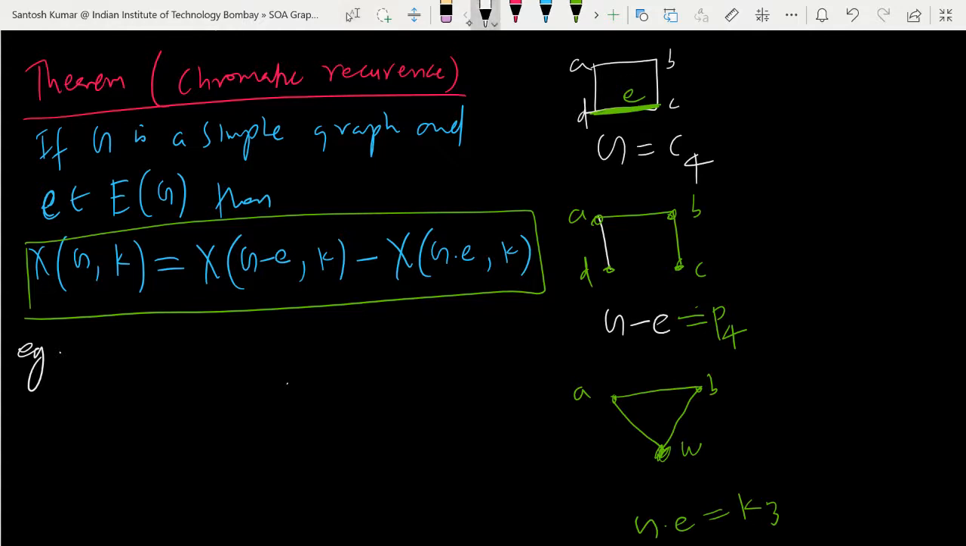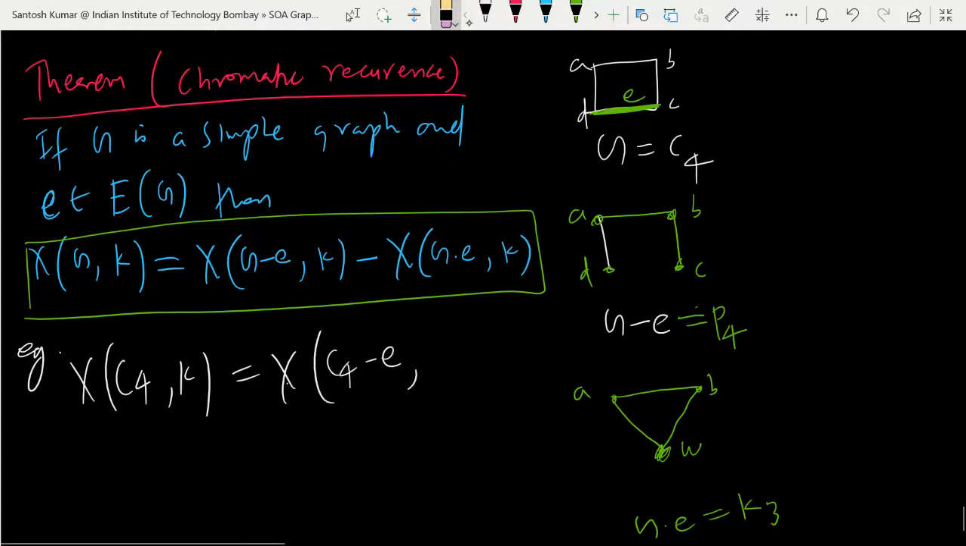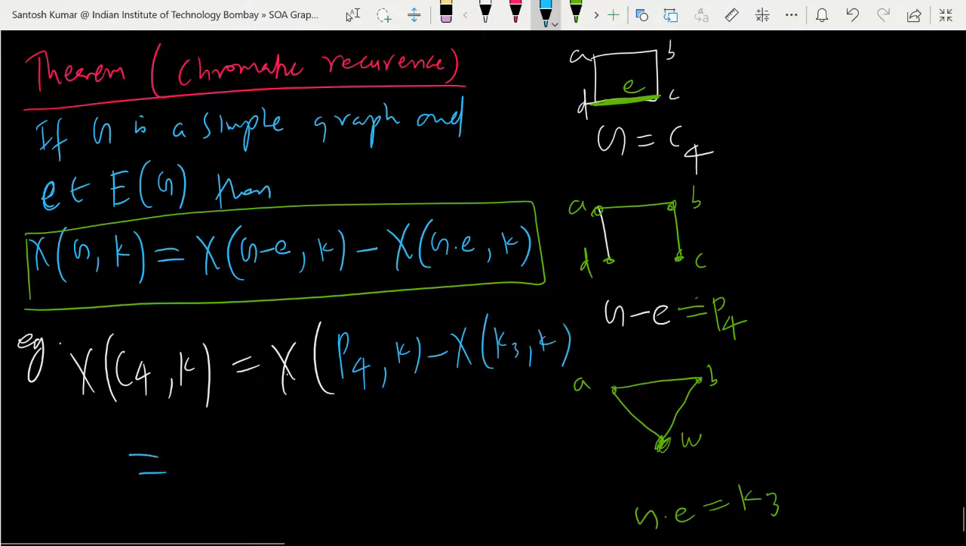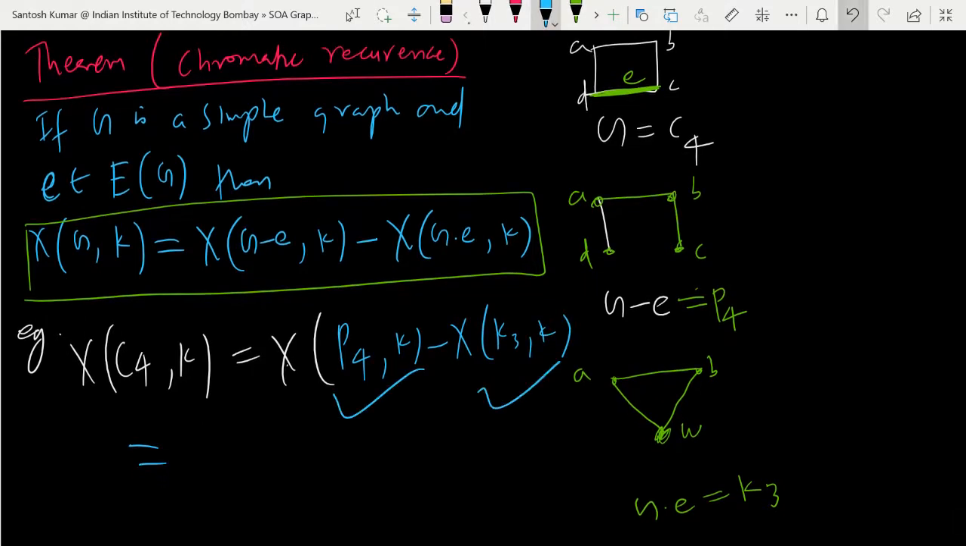Now let's apply this formula. The chromatic polynomial of C4 is that of G minus E, that is P4, comma K, minus that of K3, comma K. And we have already derived these two.